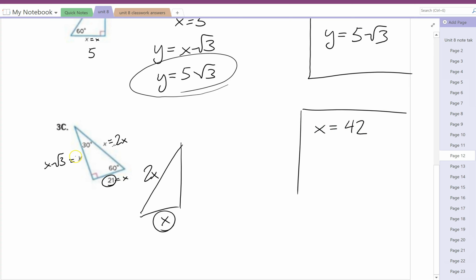The only other variable I have here is y, once again. Y is equal to whatever this shortest side is times the square root of 3. So it's just going to be 21 times the square root of 3.